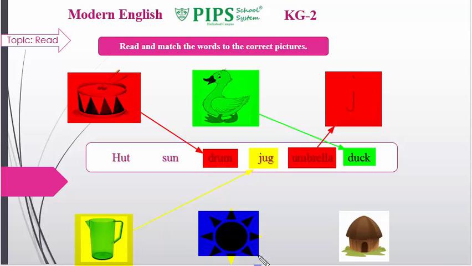Here is sun, and here are the spellings of sun. Now we will match the sun with its spellings like this.